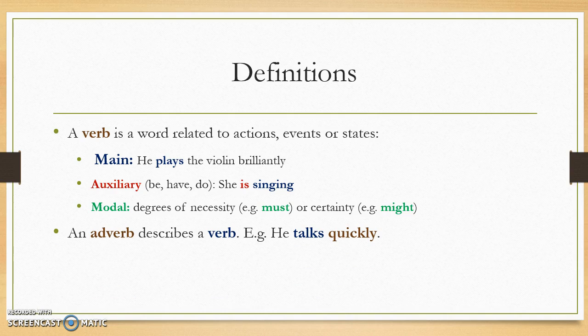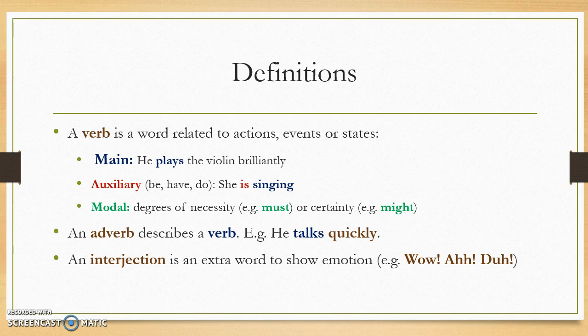Now, an adverb describes a verb, so he talks quickly. Most adverbs end in ly, not all. For example, you could say he talks fast. Fast is also an adverb. And an interjection is an extra word to show emotion. For example, wow, ah.